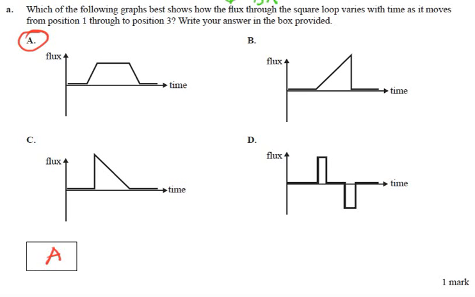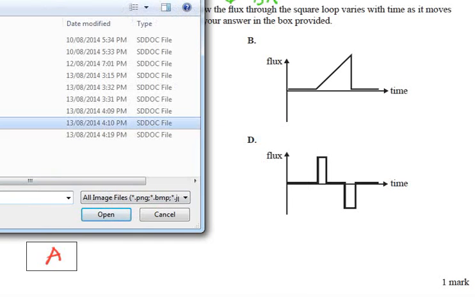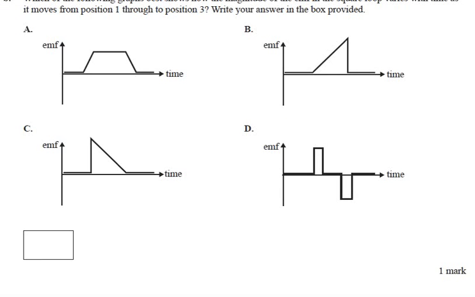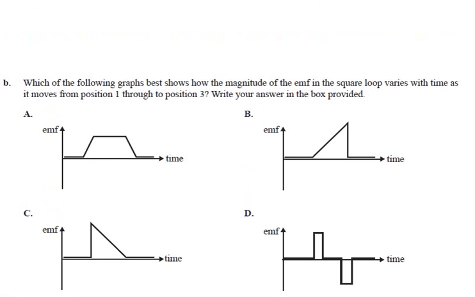Alright, let me just open up the next one. Which of the following graphs best shows how the EMF in the square loop varies with time as it moves from position 1 to position 3? So the EMF is the voltage made, and there's a formula for that, Faraday's law. EMF equals, we'll leave the negative out, negative change in flux over change in time.